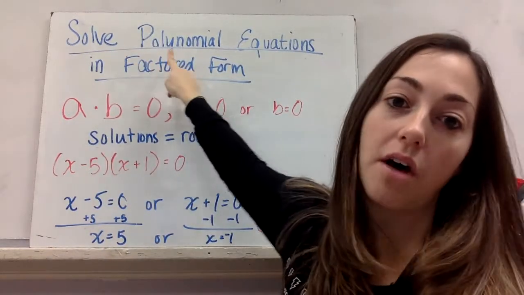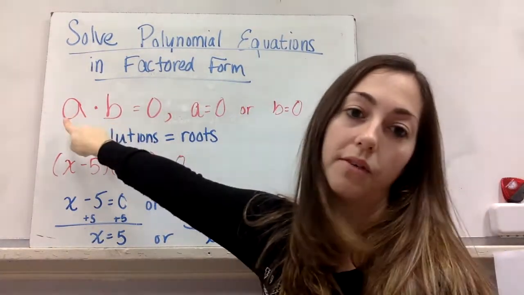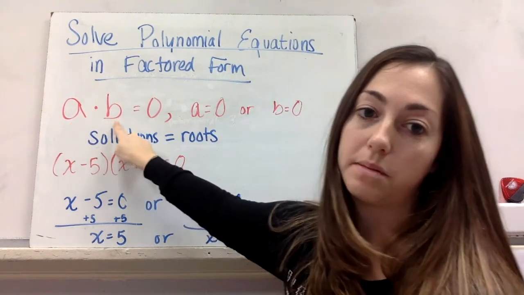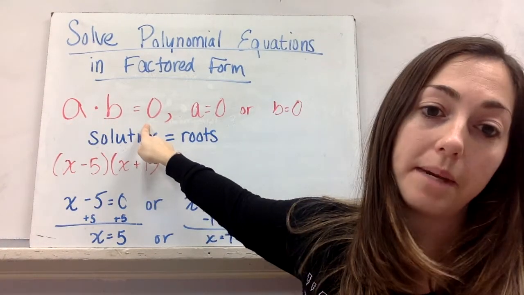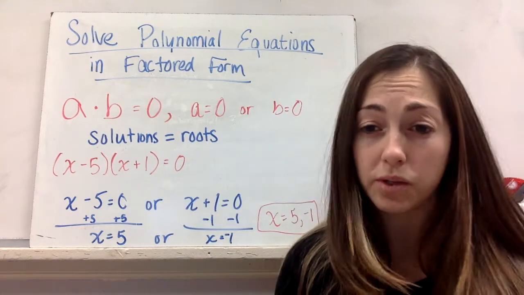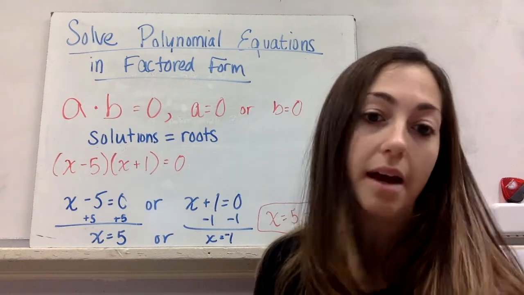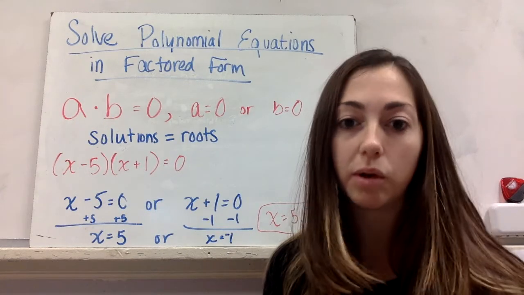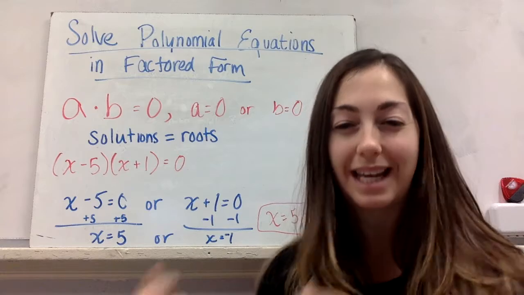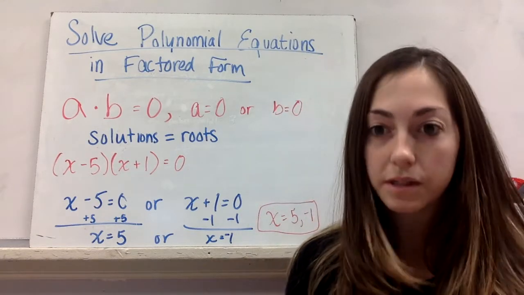So today we are solving polynomial equations in factored form. Whatever equation I have, if I have a times b equals 0, what that means is one of these, either a or b, has to equal 0 in order for this to be true. Anything else in for a or b and it won't equal 0, right? The only way for us to multiply two numbers and get 0 as a result, one of them or both of them have to equal 0.